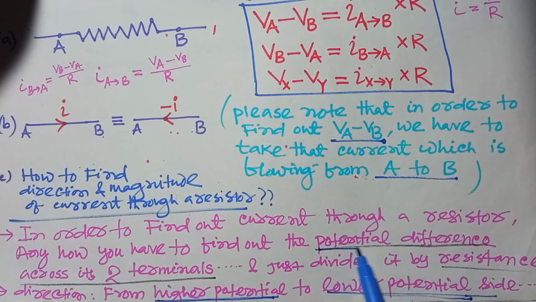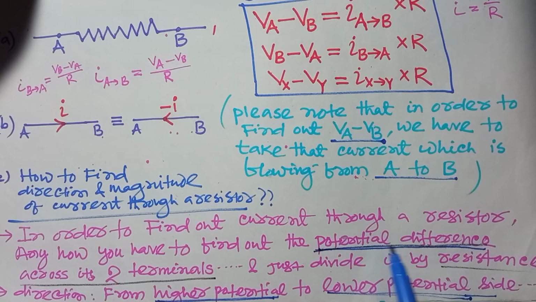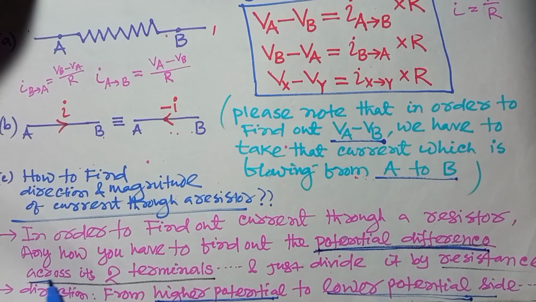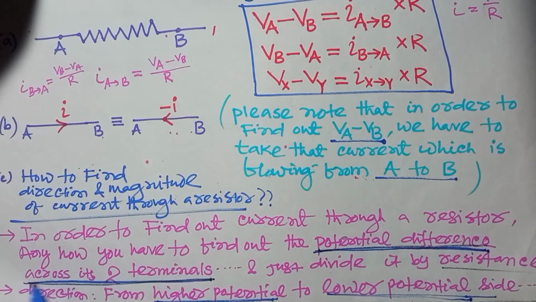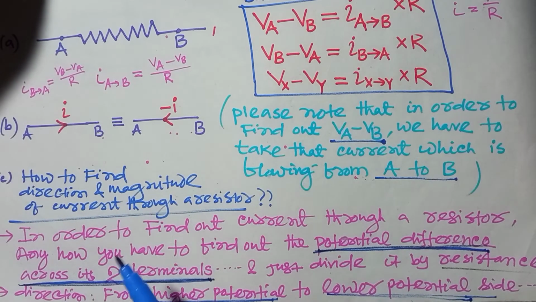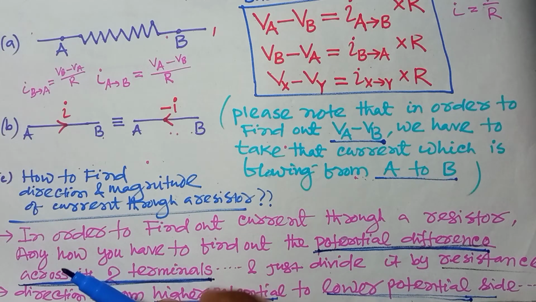You have to just find out the potential difference. This is the very important thing: the potential difference across the two terminals of the resistor. That's it, and just divide it by the resistance value, you will get the current.